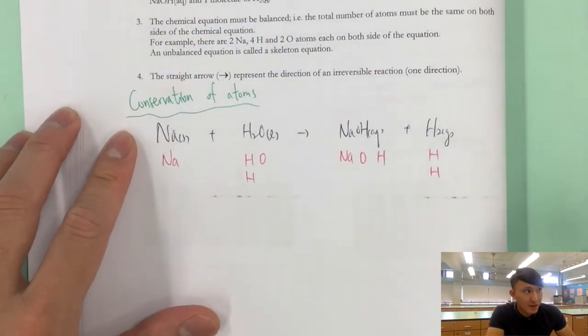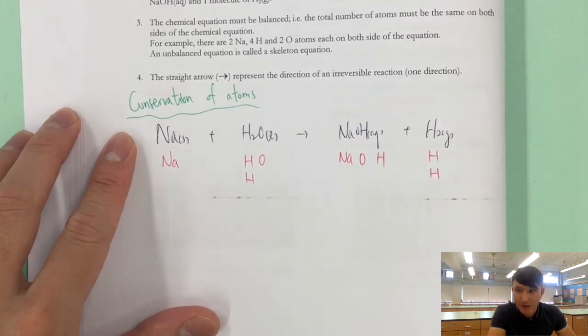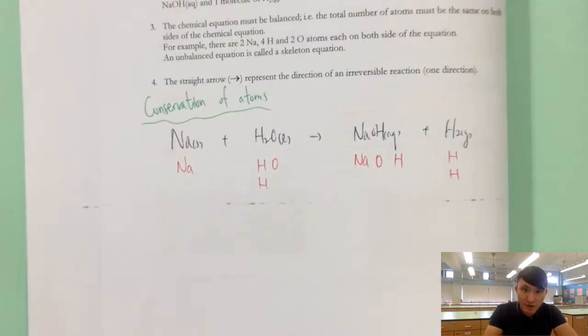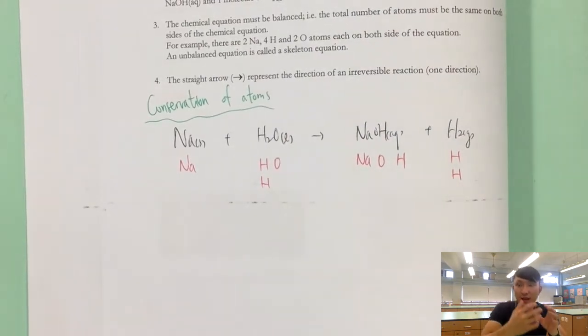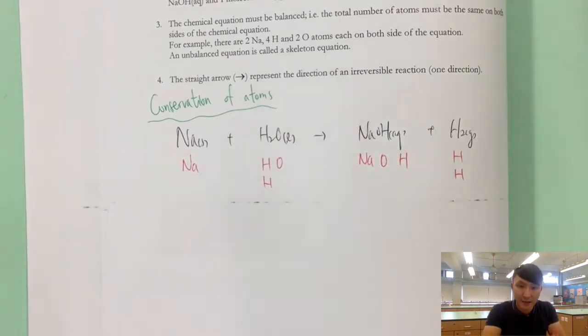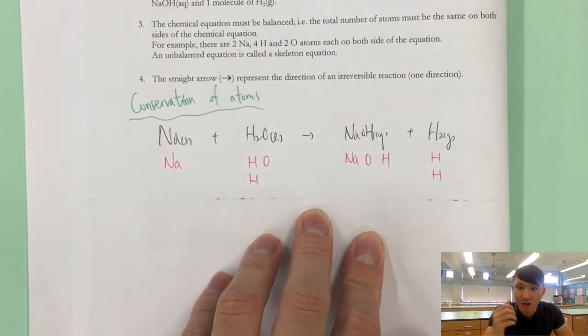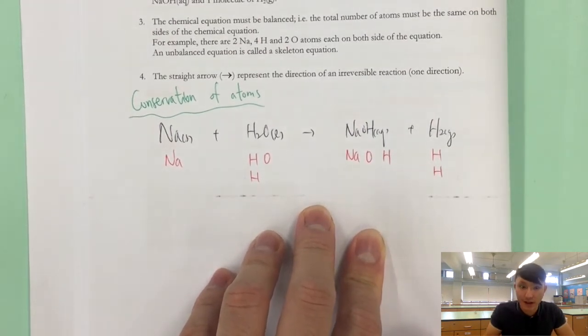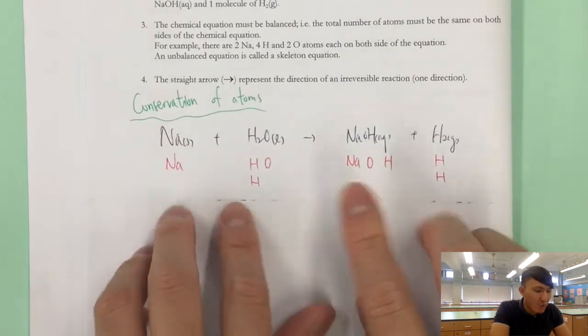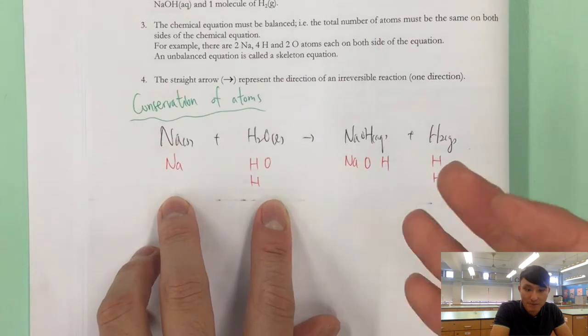That means, before you react and after you react, you should have the exact same number of atoms. The atoms simply rearrange themselves so that it gives rise to different products, different compounds. But at the end of the day, the number of atoms on both sides should be the same. You cannot create an atom out of nowhere. You cannot destroy an atom. Okay? So, how can we make sure the left-hand side and the right-hand side have the same number of atoms?